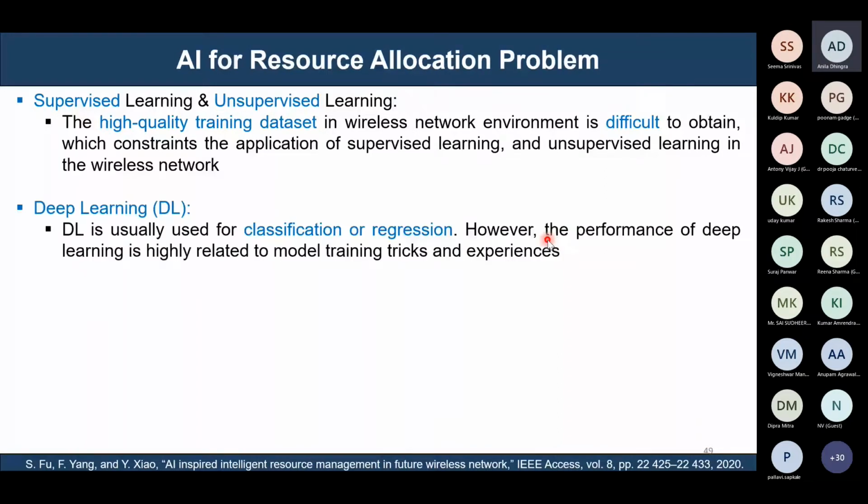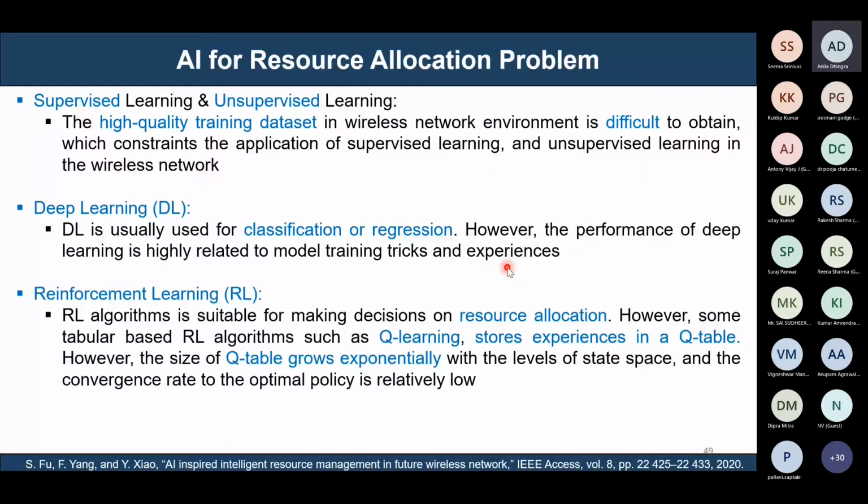Deep learning we use for classification and regression. However, the performance of deep learning is highly related to the tricks which we apply in modeling when training those models. So now this is something very catchy. Reinforcement learning people are using a lot, such as Q learning or deep Q networks for the resource allocation. So this kind of thing is very nicely applied by researchers.